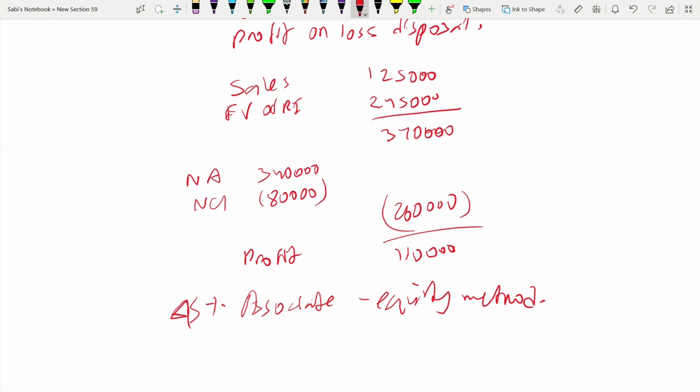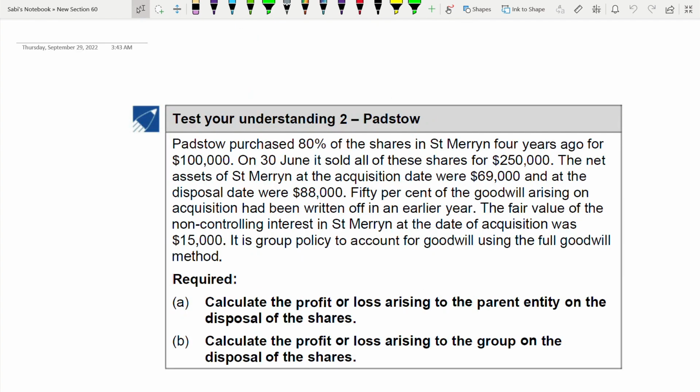Now we'll go to test your understanding 2, the next question. Test your understanding 2, pet store. Here, look at the verb. Here they say calculate. So when they say calculate, you don't have to discuss, just calculation. But in the previous one, they said discuss. Whenever it's discuss, you have to show a little calculation and write. Whenever it's calculate, entirely calculation. Calculate profit and loss on parent entity, calculate profit and loss on group.